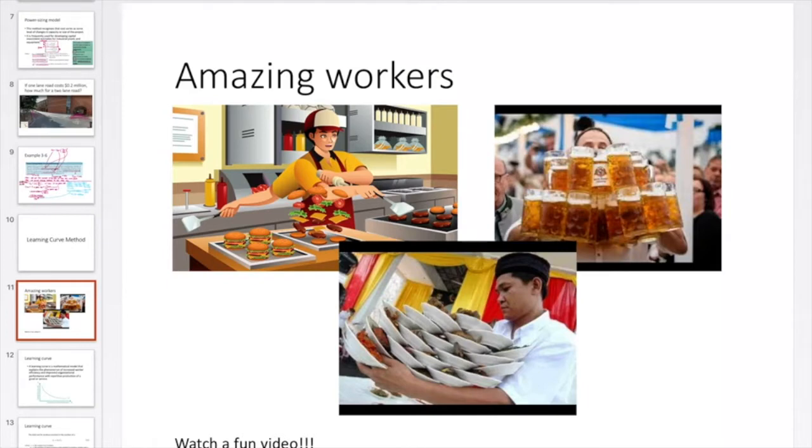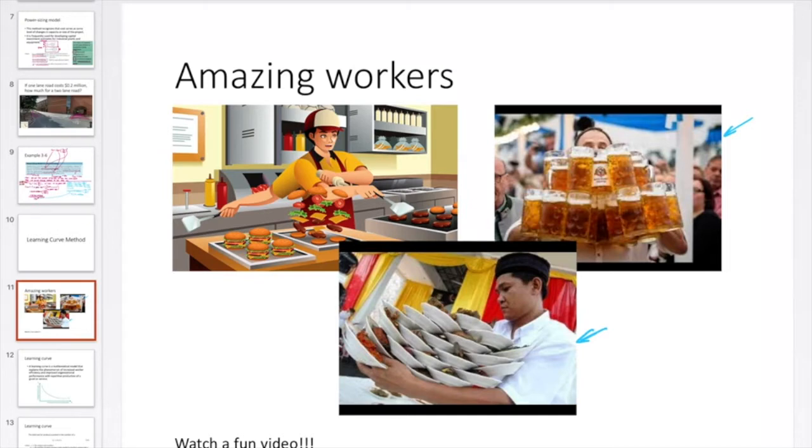Those are amazing workers, like the person who is making hamburgers in Burger King. If he has been doing this for many years, he can be very fast, right? And another person is handling all these beers in just two bare hands. So he must have been practicing this for a long time so that he can manage so many cups at one time. And the same thing with this server. He can manage to put maybe 15 plates on one arm and serve many tables at one time.